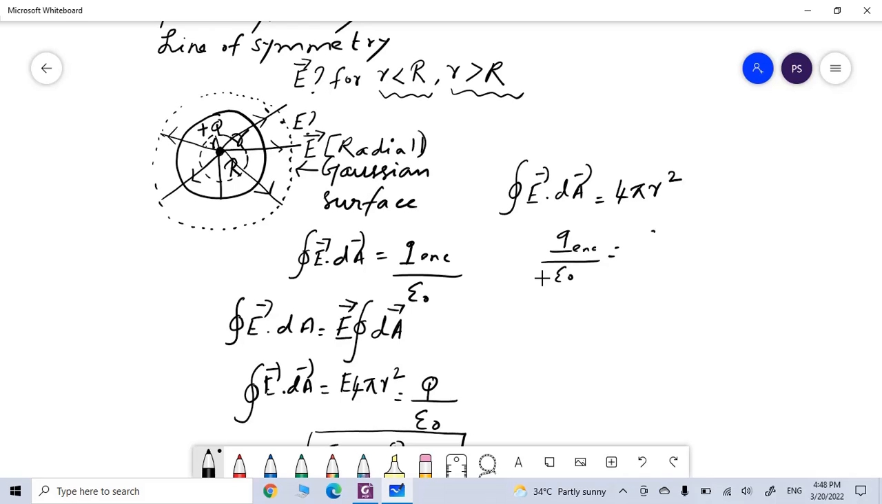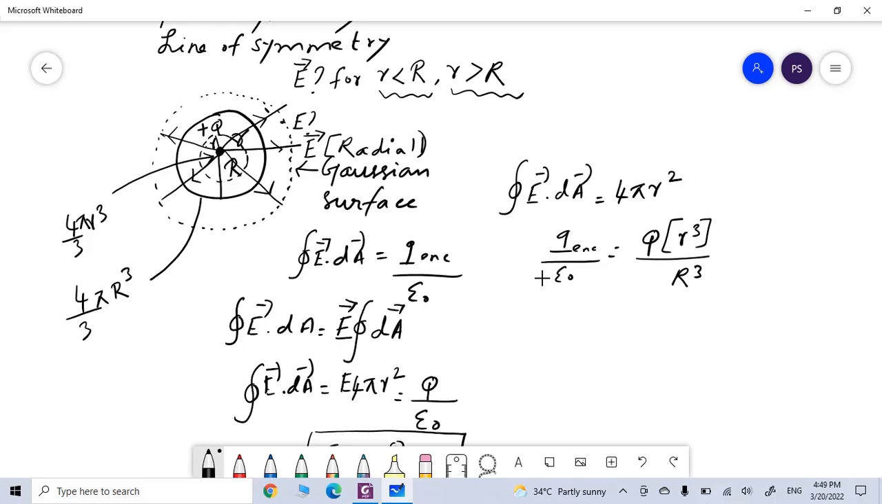The enclosed charge is q times r cube over R cube. How does this come about? The volume of this small sphere is 4 by 3 pi r cube. The volume of this particular sphere is 4 by 3 pi capital R cube.